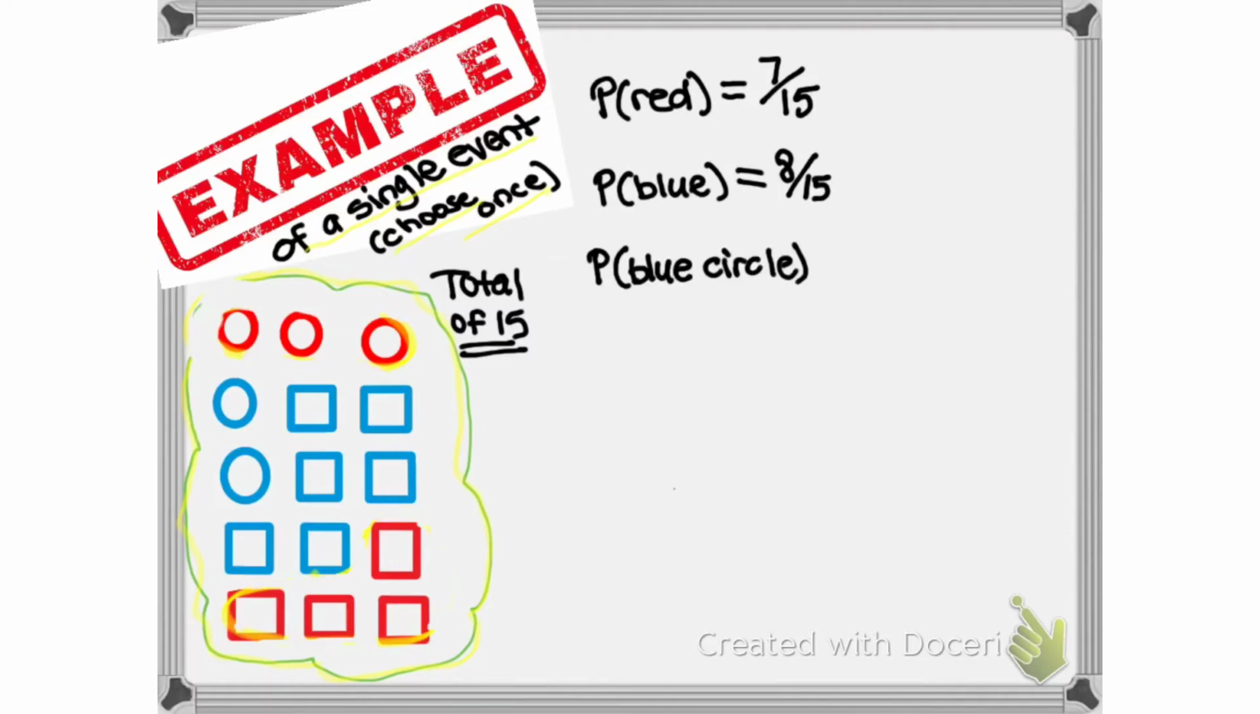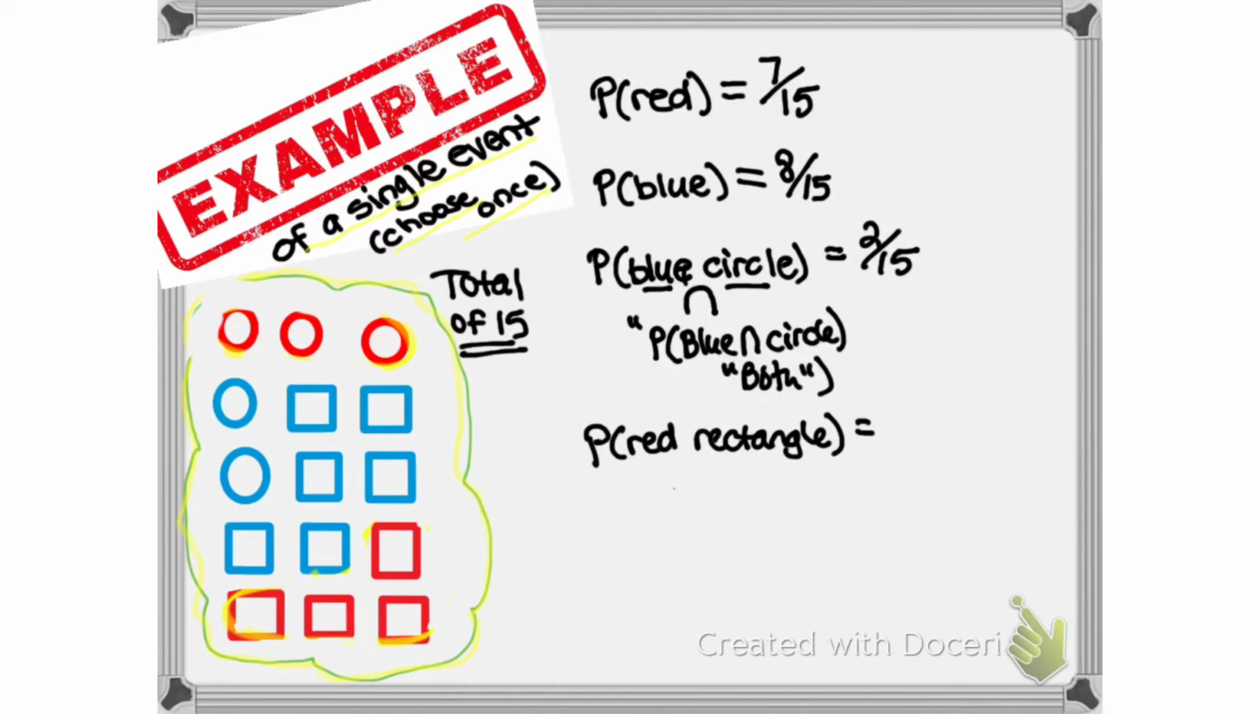Now, if I ask you the probability of a blue circle, I'm not just saying blue or just circle. I'm asking you for the probability of their intersection. So even though I wrote blue circle, that's the same as saying the probability of blue and circle. What you want to think there when it's only a single event is the word both, which is both blue and a circle. And you look at that, and that would be 2 out of 15.